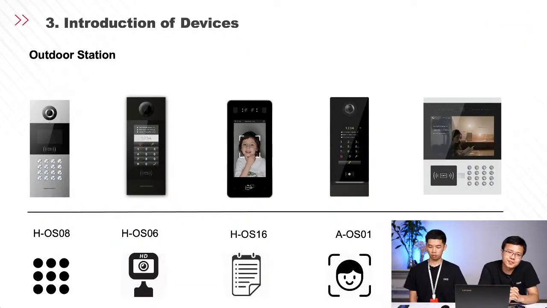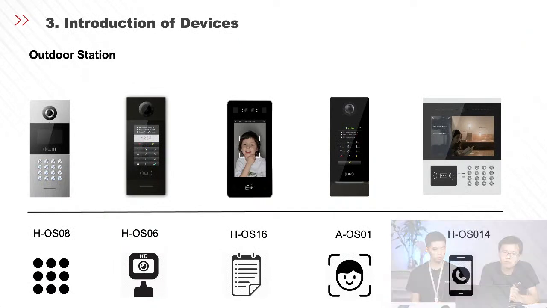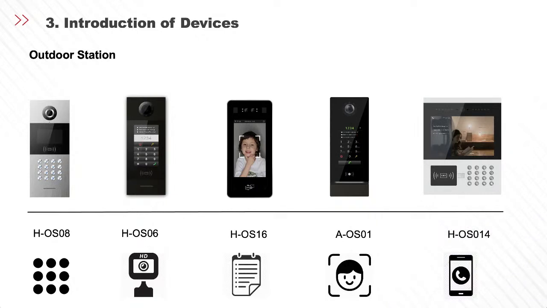So let's move to the next step. It is about our products. As you know, we are offering the IP systems, and it contains many different ranges of products. So for the first part, I would like to introduce you to some outdoor stations, because they have different features, and also you can see from the image that they have different appearances.